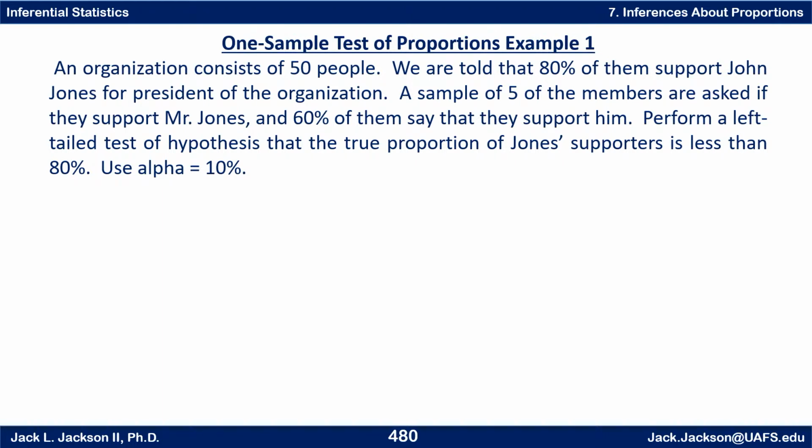Let's put it to use in this particular problem. An organization consists of 50 people. We're told that 80% of them support John Jones for president of the organization. A sample of 5 of the members are asked if they support Mr. Jones, and 60% of them say they do support him. Perform a left-tailed test of the hypothesis that the true proportion of Jones supporters is less than 80%. We're going to use an alpha of 0.1, 10%.